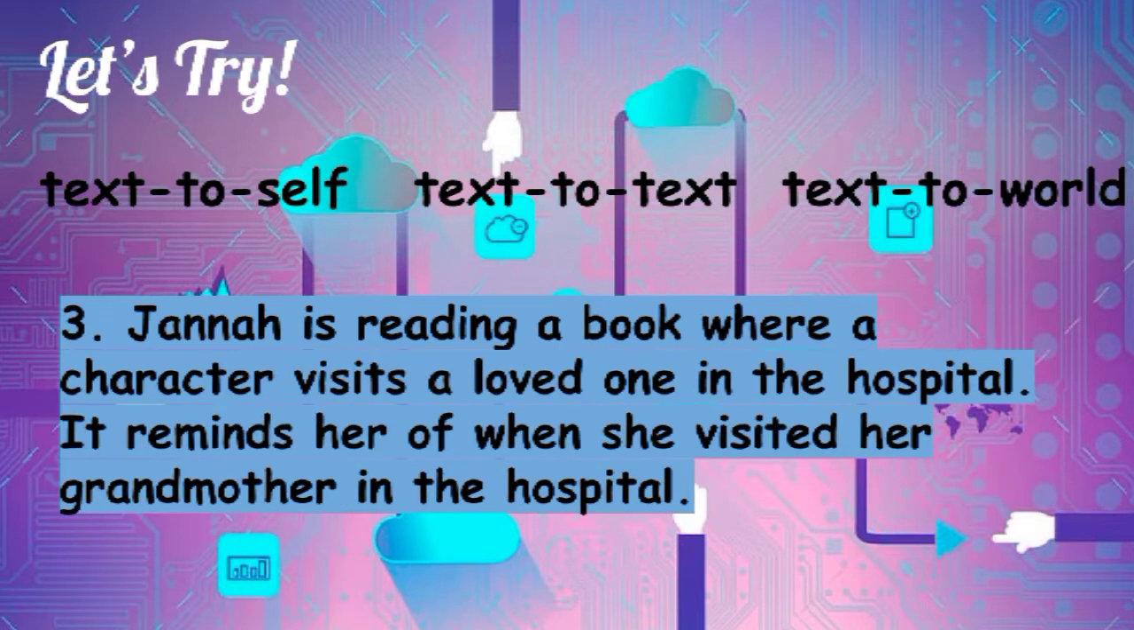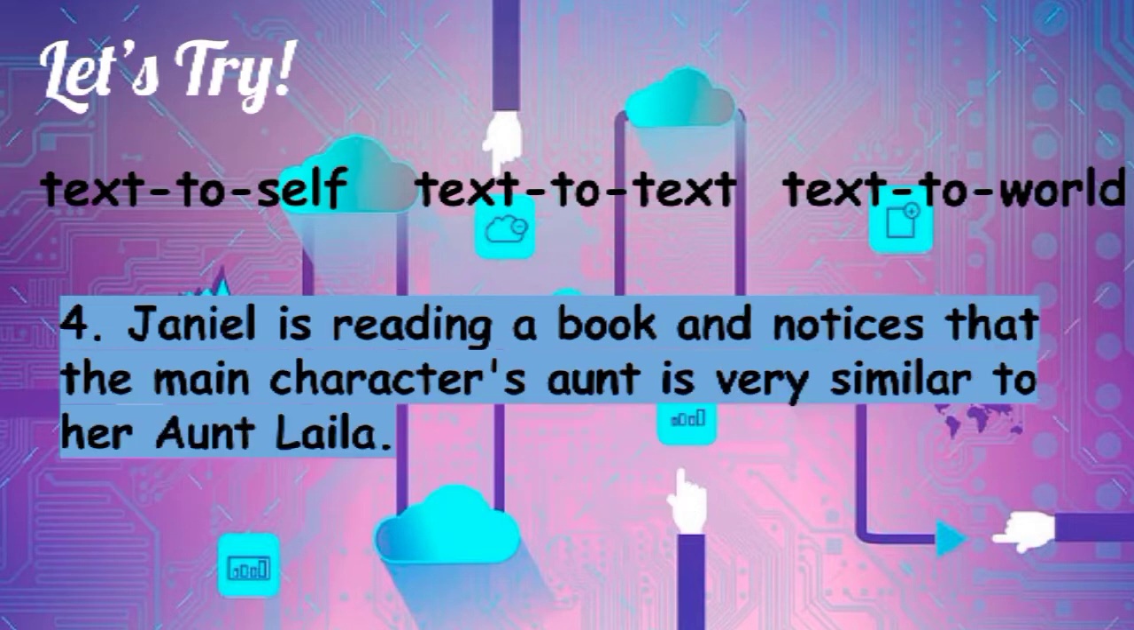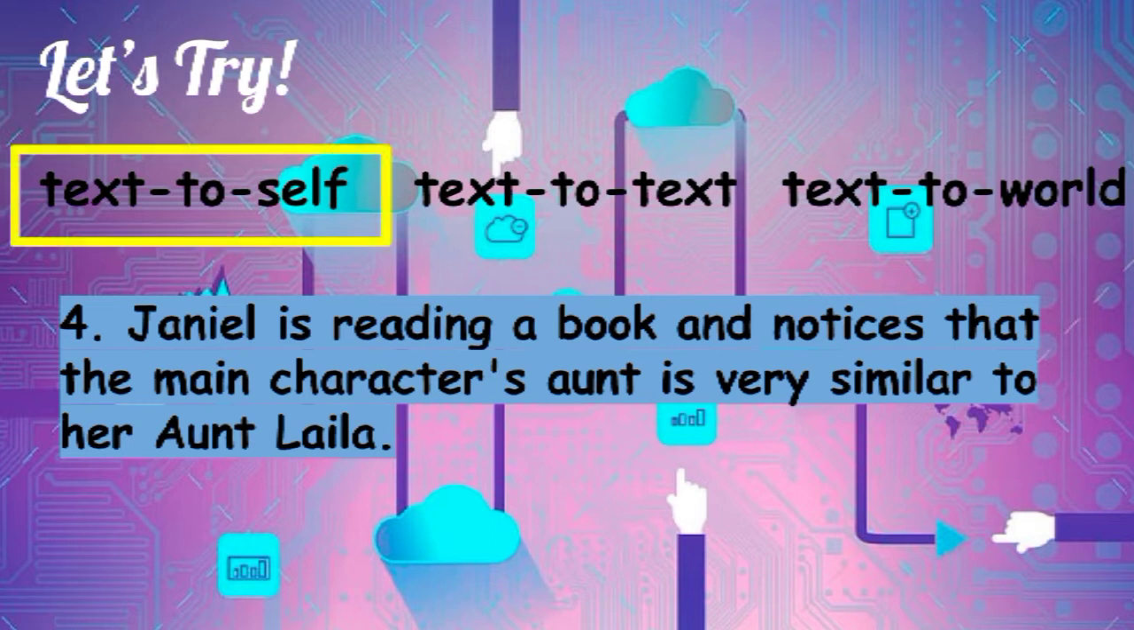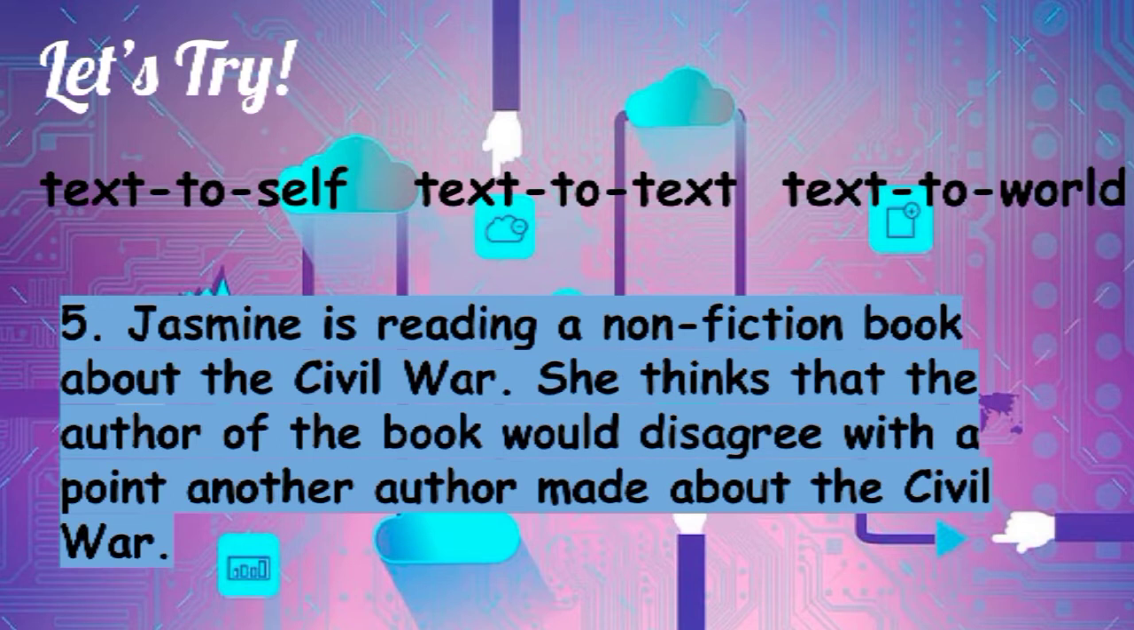text-to-world. Number 3. Jana is reading a book where a character visits a loved one in the hospital. It reminds her of when she visited her grandmother in the hospital. The answer is text-to-self. Number 4. Jenial is reading a book and notices that the main character's aunt is very similar to her Aunt Lila. The answer is text-to-self. Number 5. Jasmine is reading a non-fiction book about the Civil War. She thinks that the author of the book will disagree with a point another author made about the Civil War. The answer is text-to-text.